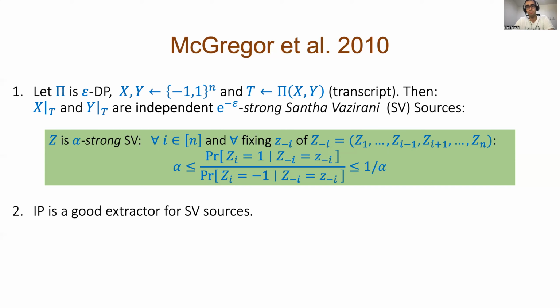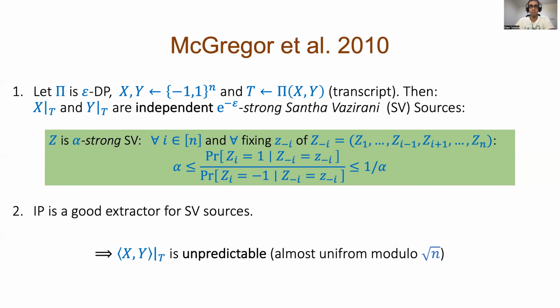Now, McGregor et al. proved that the inner product is a good extractor for SV sources. Therefore, it follows that conditioned on the transcript, the inner product of two independent strong SV sources, x and y, is unpredictable, almost uniform modulo square root of n. This completes the proof of their lower bound, since, assuming for simplicity that the output appears in the transcript, this output cannot be accurate.